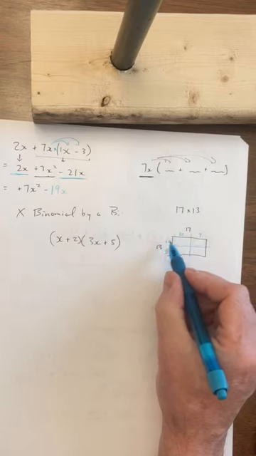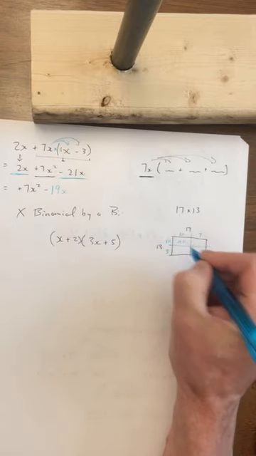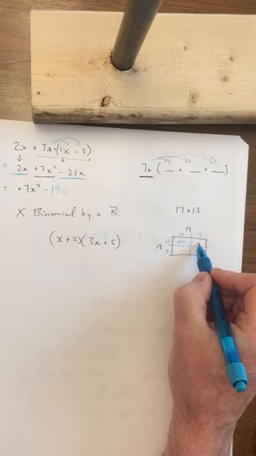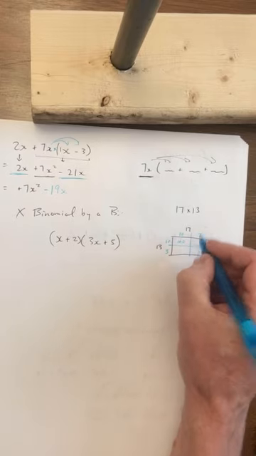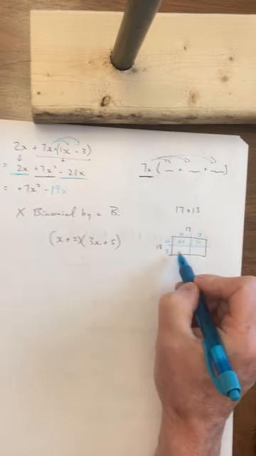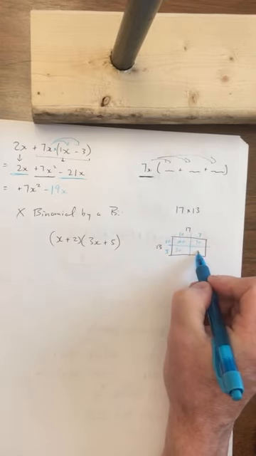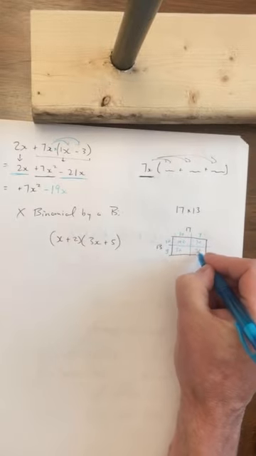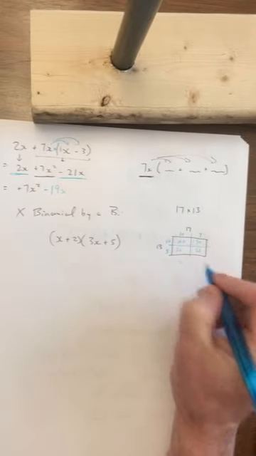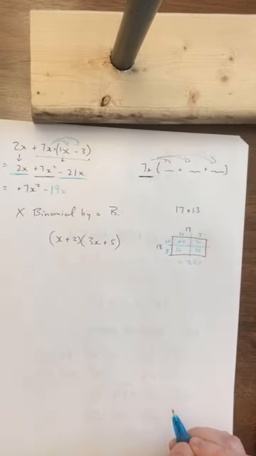So this area here is a 10 by 10 area, which is 100. This area here is a 10 by 7, so that's 70. This area here is a 10 by 3, which is 30. And this area is a 3 by 7, which is 21. Add those all together and you get 221.